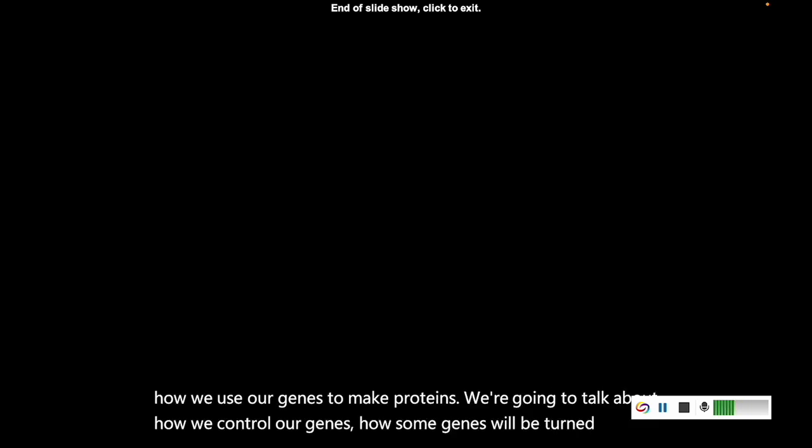Okay, I hope you've enjoyed our discussion of our cell signaling mechanisms. We're going to come back in our next unit and talk about genetics. We're going to talk about transcription and translation, how we use our genes to make proteins. We're going to talk about how we control our genes, how some genes will be turned on in some cells, some will be turned off, how they can be modified.